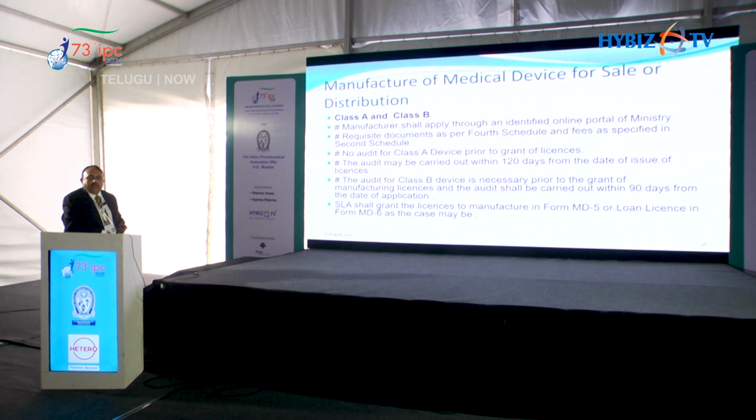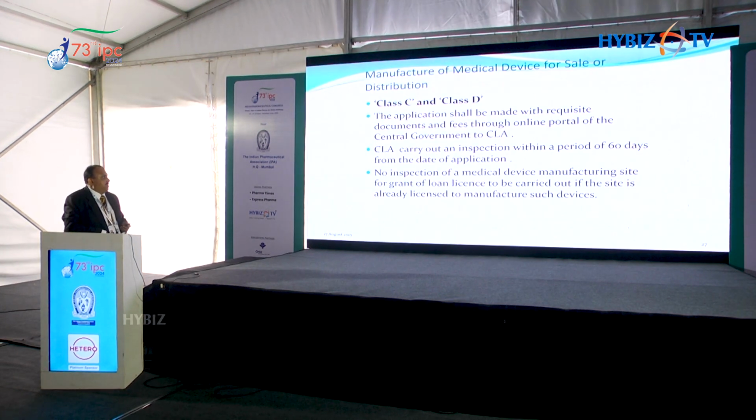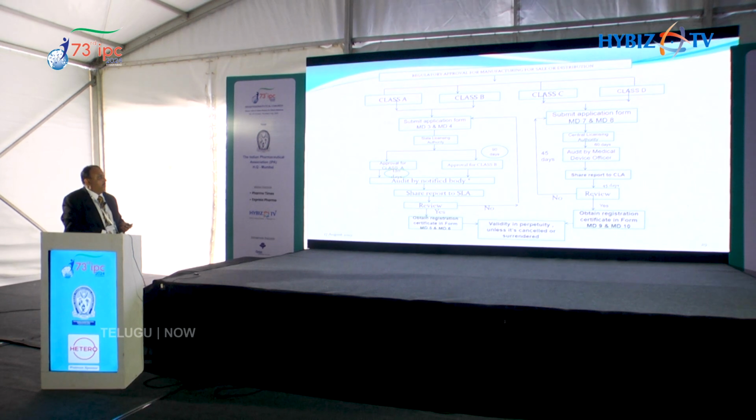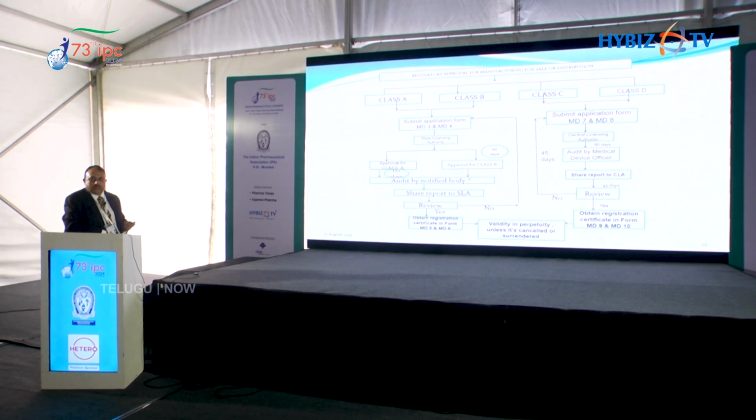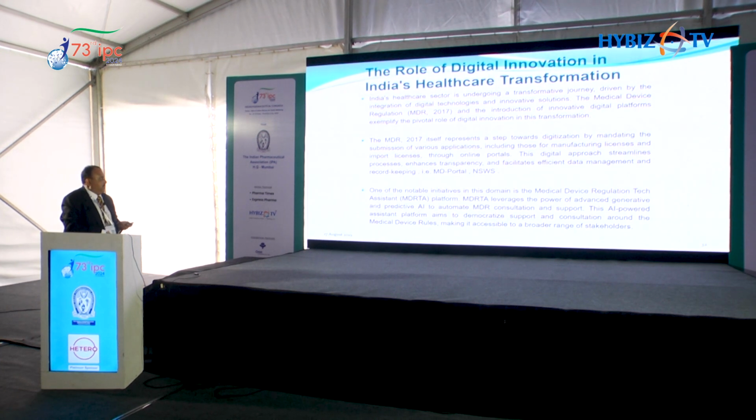These are the criteria for grant of license of class A and class B medical devices in India. These are the criteria for grant of class C and class D medical devices in India. These are the different forms related to the manufacturing license, grant of manufacturing license of all classes of medical devices. These are the process of grant of manufacturing license of all classes of medical devices. And these are the process of import of medical devices, all classes of medical devices.